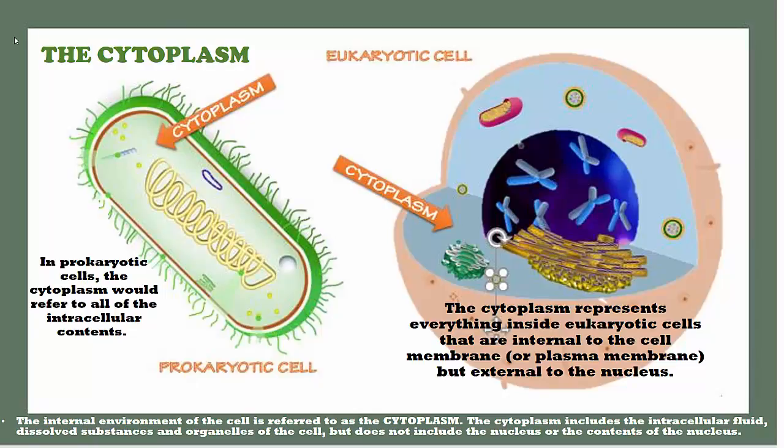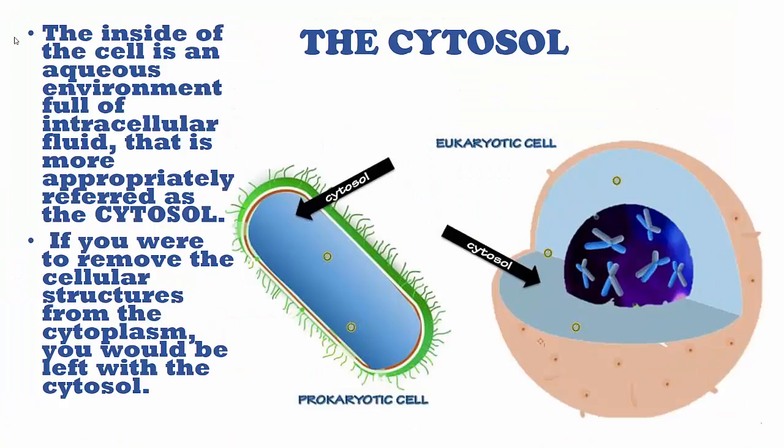The internal environment of the cell is referred to as the cytoplasm. The cytoplasm includes the intracellular fluid, dissolved substances, and any organelles of the cell, but does not include the nucleus if it has one, or any contents of this nucleus. The inside of the cell is an aqueous environment full of intracellular fluid that is more appropriately referred to as the cytosol. If you were to remove all of the cellular structures from the cytoplasm, you would be left with the cytosol.